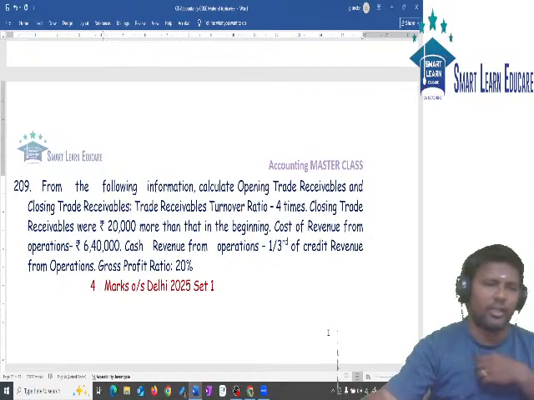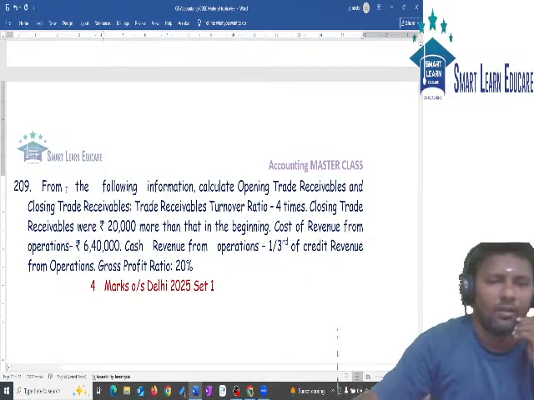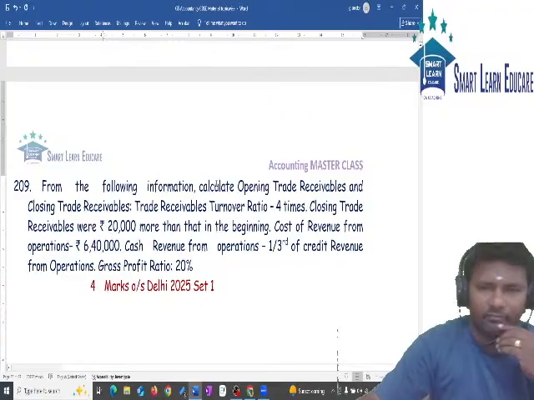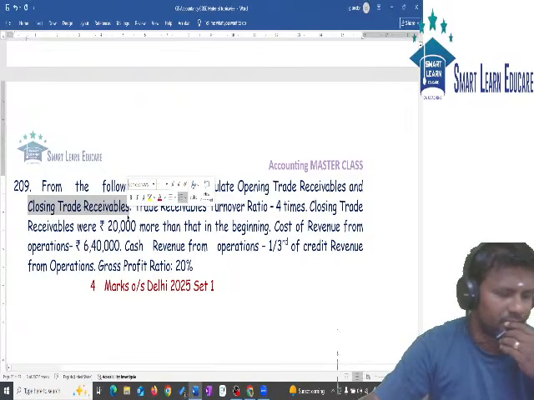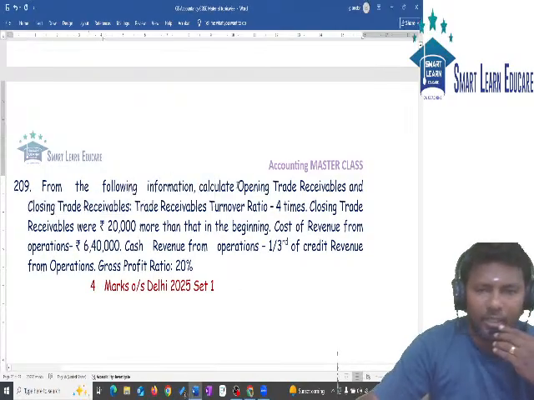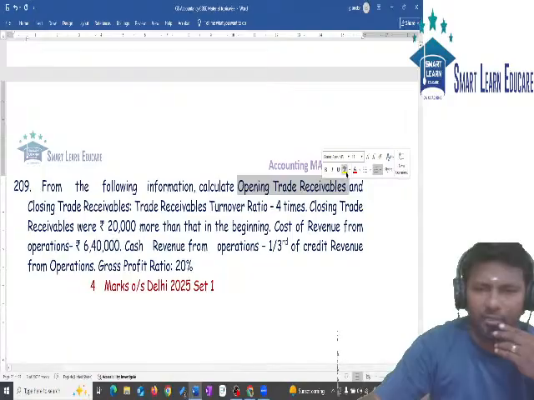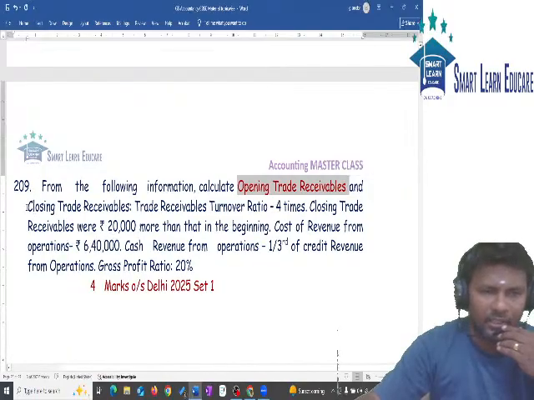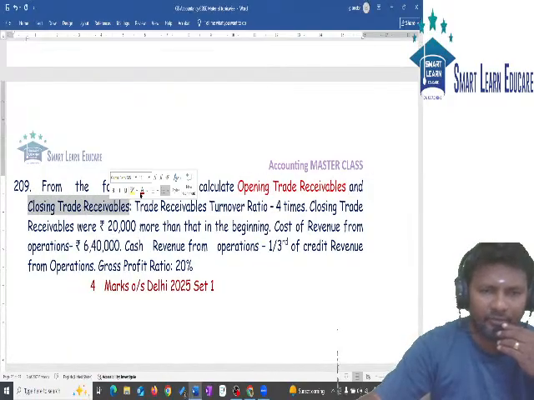Question number 209. From the following information, calculate opening trade receivable and closing trade receivable. Opening trade receivable they are asking. Also they are asking us to find out closing trade receivable.